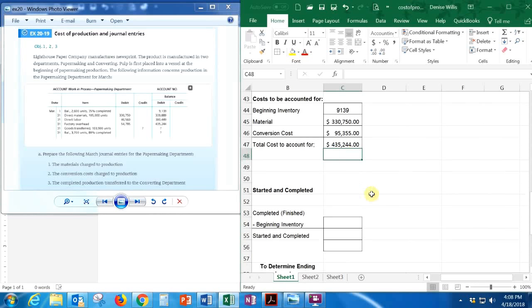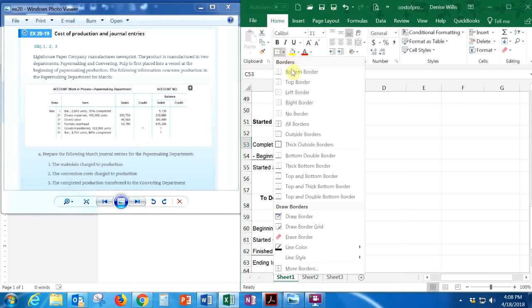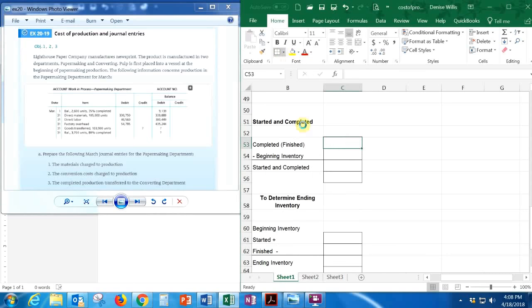Okay. Now, we need to be able to divide all of our units up into three categories. Category 1 is your beginning inventory. Category 2 is what we call started and completed. And category 3 will be ending inventory. Okay, started and completed. I don't know where the boxes keep going here. Let's go ahead and give it a box.